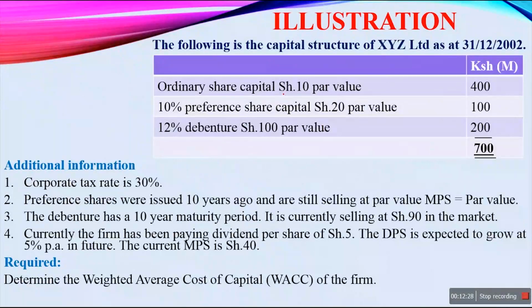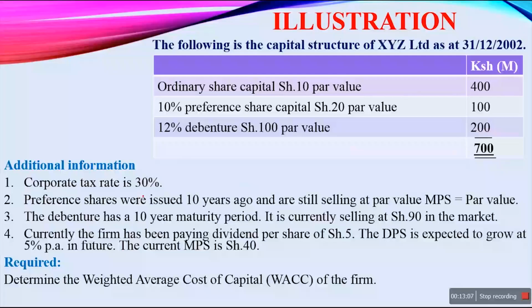Ordinary share capital of shillings 10 per value that helped them raise a total of 400. This figure is given in million, so this is 400 million. Then 10% preferential capital that was sold at 20 shillings per value, helping them raise a total of 100 million. Then 12% debentures, which were sold at 100 shillings per value, which enabled them raise 200 million, giving them a total of 700 million shillings. Required. You have some additional information here.